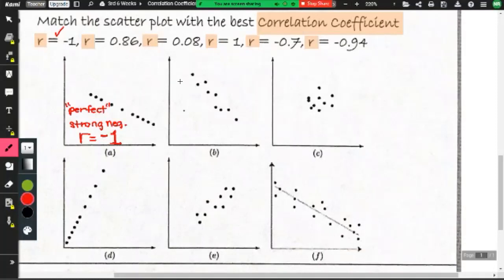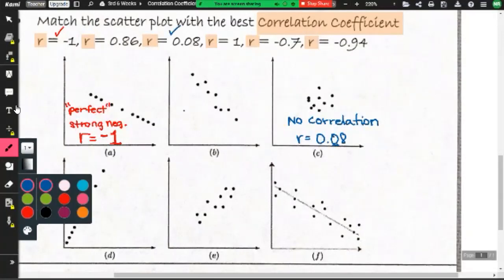Let's look at C. We're gonna jump over to C. What direction are those points going in? It's not in a straight line, but they're not going up, they're not going down, it's just in a ball. So there's no correlation here. And if there's no correlation, that means my value for R, my correlation coefficient, has to be closest to what number? Closest to 0. What number out of all of the ones that are left is the closest one to 0? 0.08. You have that 0 in front. It's closest to 0. I'll put a check mark, that way I know which ones I'm eliminating.